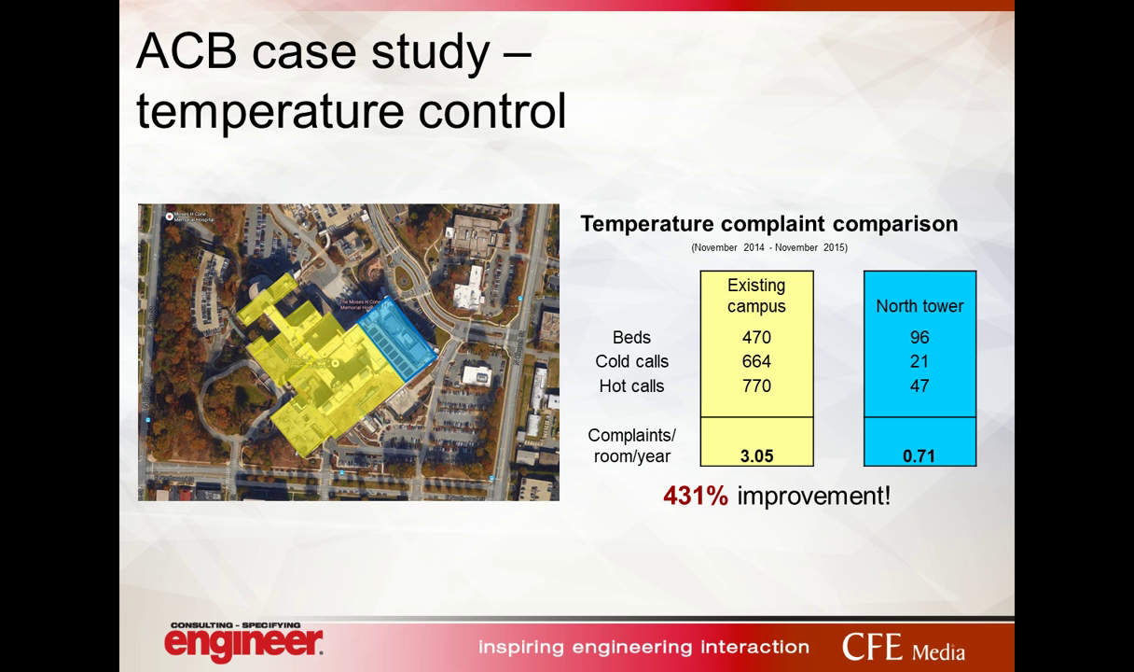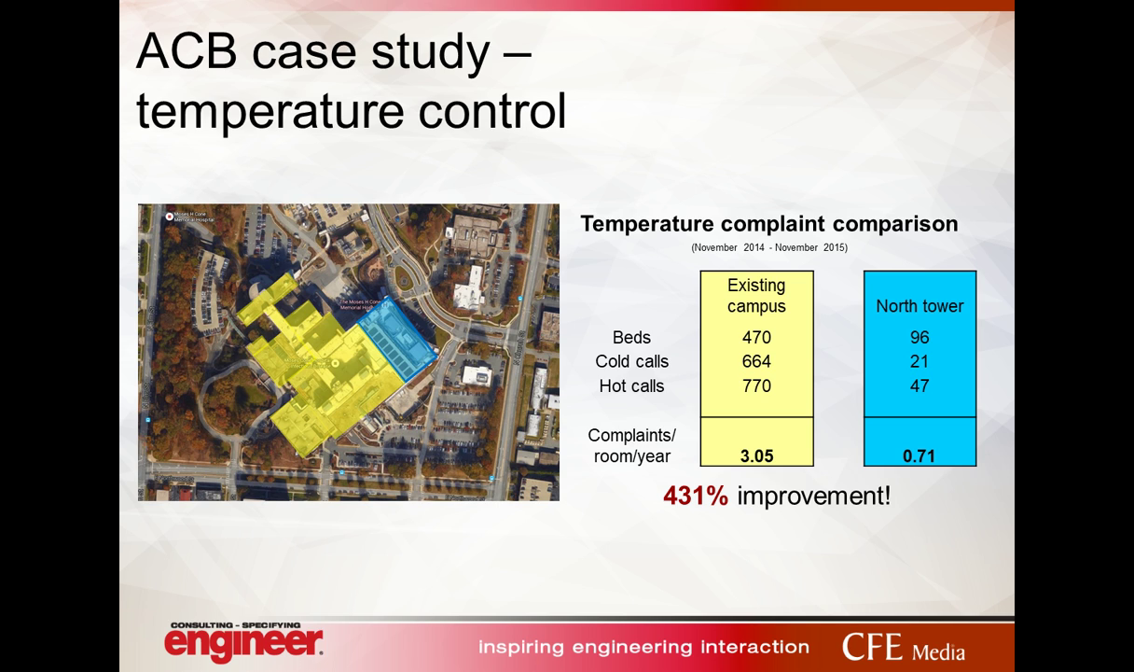Temperature control. So this is an overhead map of the entire campus. The yellow area was the existing campus, and the blue area is the North Tower expansion that had the active chilled beams. So there are 470 beds in the old hospital, and they are varying types of mechanical systems. There are some VAV systems, there are some fan coil units, there are some PTAC units at the window. There are all kinds of different systems.